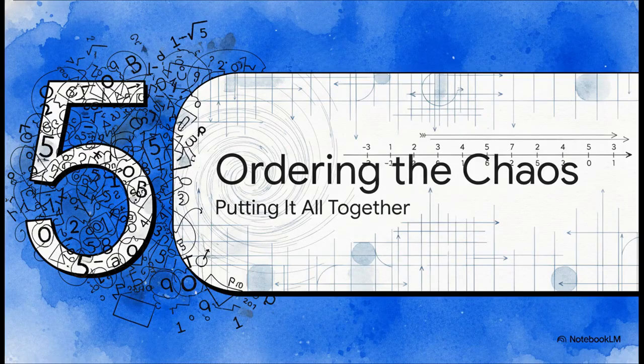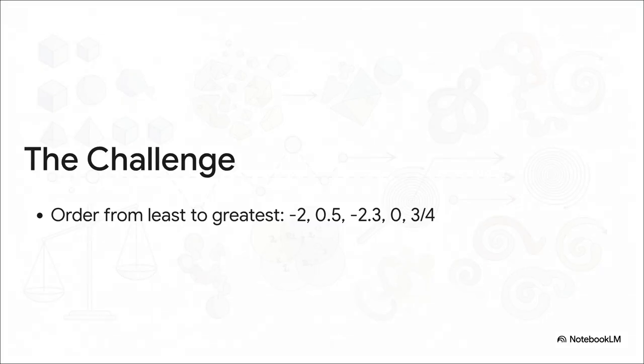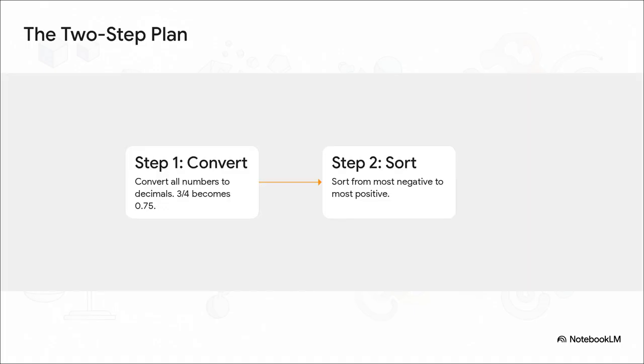Okay, so let's put it all together. We've got our decimal strategy, we know about the negative number twist. It's time to take a totally jumbled mess of numbers and bring some perfect order to it. So here's our challenge. Order this list. We've got negative 2, 0.5, negative 2.3, 0, and 3/4. Right now, it's just chaos. Our mission is to line them up from the smallest value all the way to the largest. And we've got a super simple two-step plan.